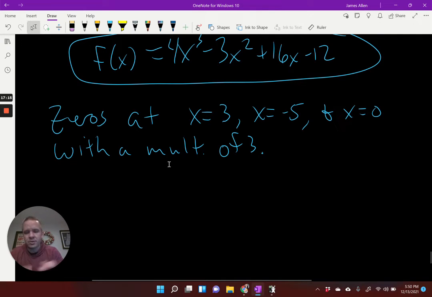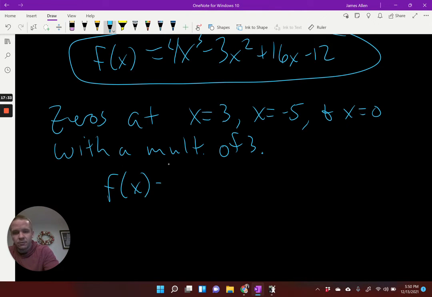All right, so same directions. Now we're going to write the polynomial equation in standard form. I just didn't want to write it all again. With zeros at x equals 3, negative 5, and x equals 0 with a multiplicity of 3. Interesting. Okay, so we could have multiplicities of 3, 4, 2, whatever. Let's write it out first in factored form. All right? And let's go ahead and I'll change color here. Let's go with yellow.